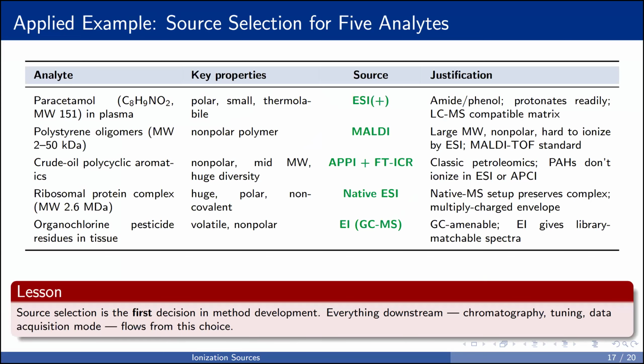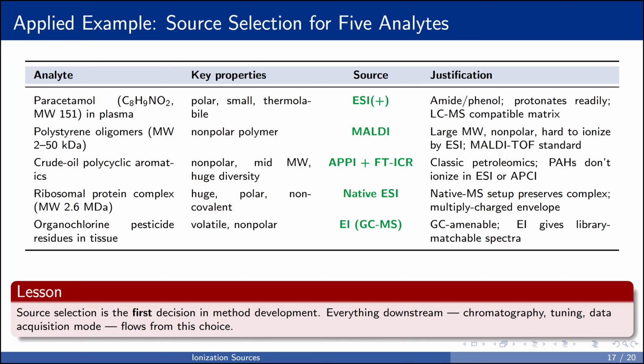First, paracetamol in plasma. Paracetamol, acetaminophen, Panadol, is a small polar amide. It has a phenyl group and can deprotonate, and a nitrogen that can protonate. It's thermolabile, so you can't heat it too much. It's in plasma, so we're doing LC with the aqueous mobile phase. ESI positive mode is the obvious answer. The molecule protonates well on the amide nitrogen, giving a clean M plus H at m/z 152. This is a standard method used in every therapeutic drug monitoring lab.